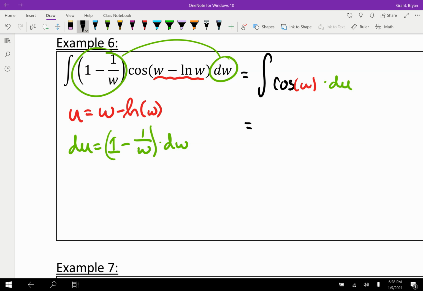Antiderivative of cosine. Remember, our derivative rules say when we do the derivative of something starting with the c, it's negative. The antiderivatives, that's not true. In fact, it's the opposite. If you do the antiderivative of something starting with the c, it will be positive. So this becomes sine of u plus c, because of course the derivative of sine is positive cosine. And then we replace our u with what it was originally substituted for, which is that w minus natural log of w. Ta-da!